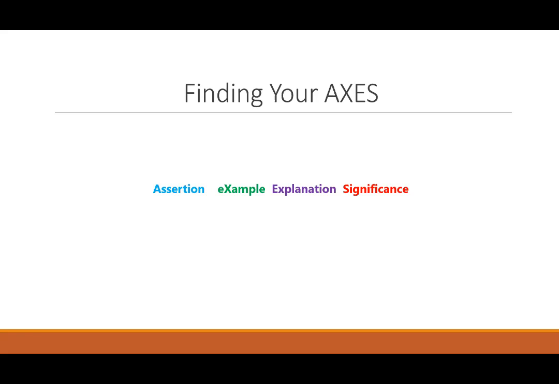Just make sure that it all makes sense and that your color coding seems relatively balanced, and that ultimately you're answering the significance question. The so what? Why do I need this in my paper? Using AXES in each paragraph will ensure that you're presenting your evidence, your claims, all of your work in the most effective way possible. This will help support your overall thesis and ultimately make your writing more successful.